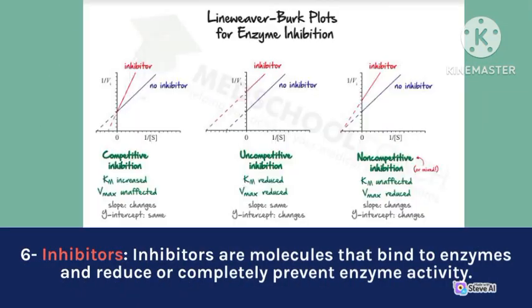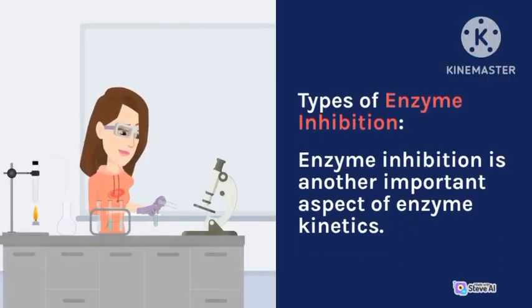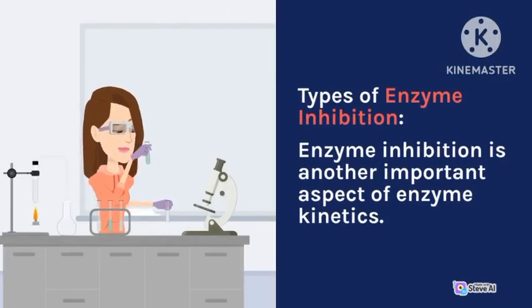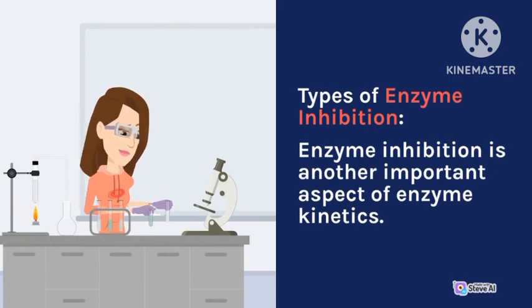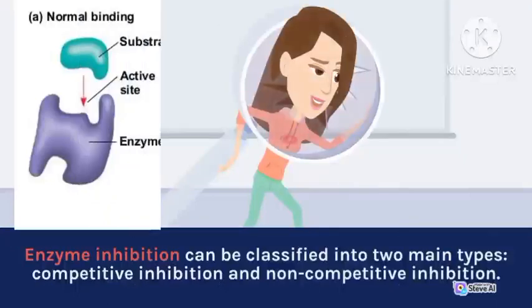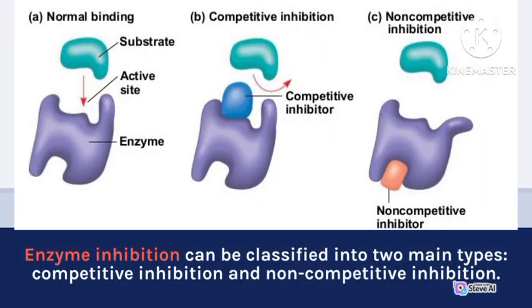6. Inhibitors. Inhibitors are molecules that bind to enzymes and reduce or completely prevent enzyme activity. Types of enzyme inhibition. Enzyme inhibition is another important aspect of enzyme kinetics. Enzyme inhibition can be classified into 2 main types: competitive inhibition and non-competitive inhibition.